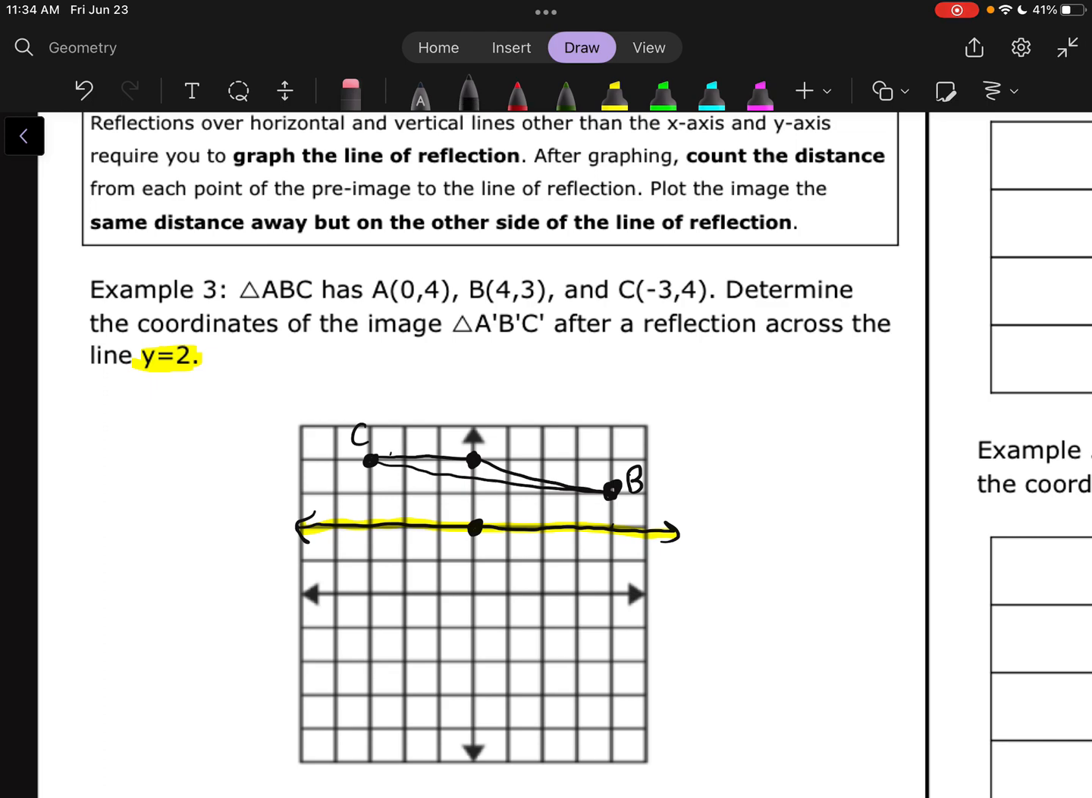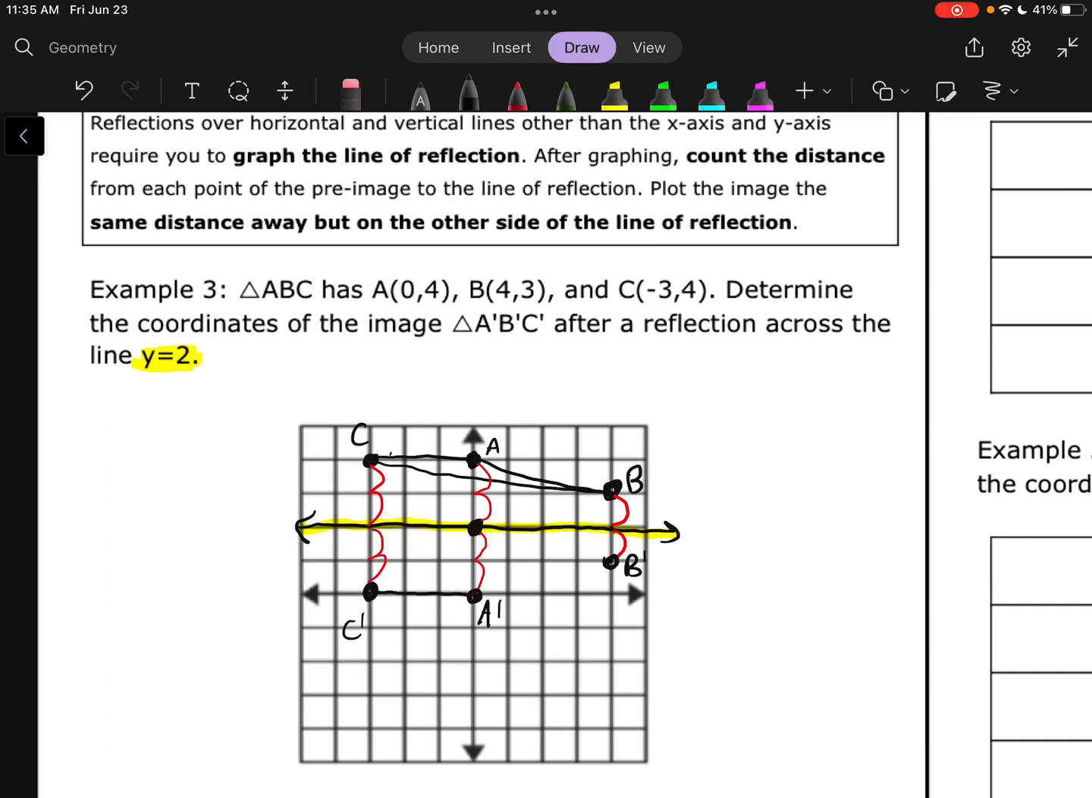So let's just start with B over here. B is 1 unit away from the line of reflection, which means that B prime should be 1 unit away, but on the other side. So there's B prime. A is 2 above, so I go 2 below. And that's where A prime needs to be. C is 2 above, so I go 2 below. And that's where C prime is.